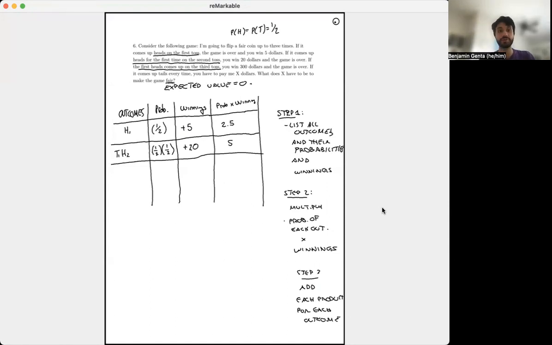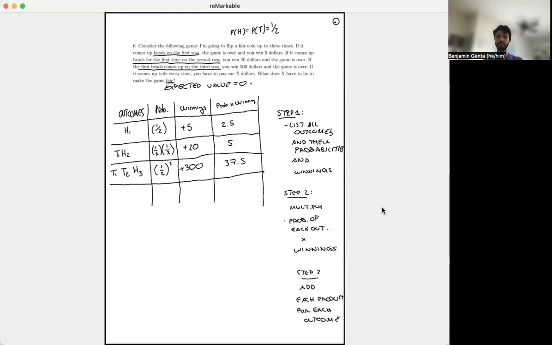We have a third outcome, which is the first heads comes up on the third toss. That means you get tails on the first toss, tails on the second toss, and heads on the third toss. And so now it's 1/2 times 1/2 times 1/2, so let's just write that as 1/2 to the third. And that's just 1/8. And the winnings here are huge. It's plus 300. If you multiply 1/2 to the third times 300, what do you get? Well, you can get a calculator and you can see that it's 37.5.